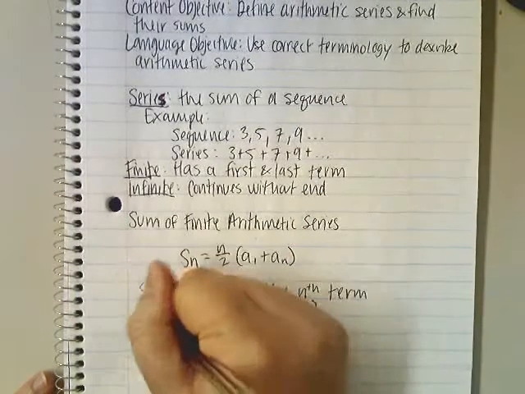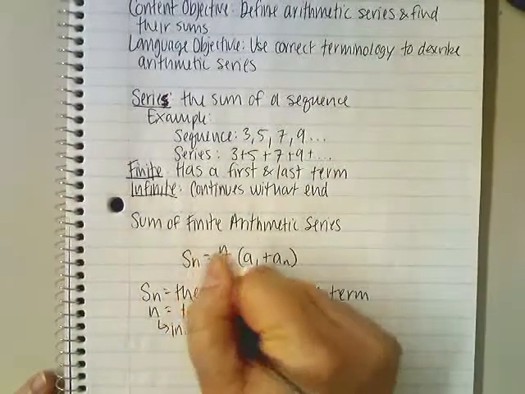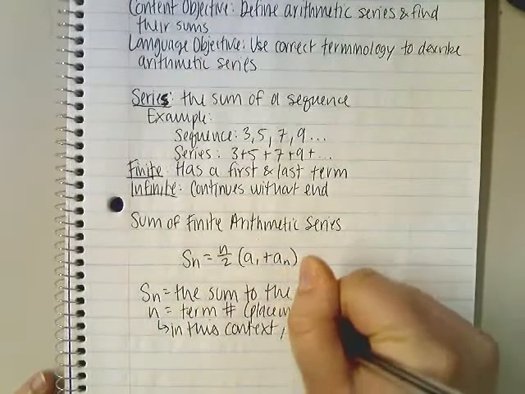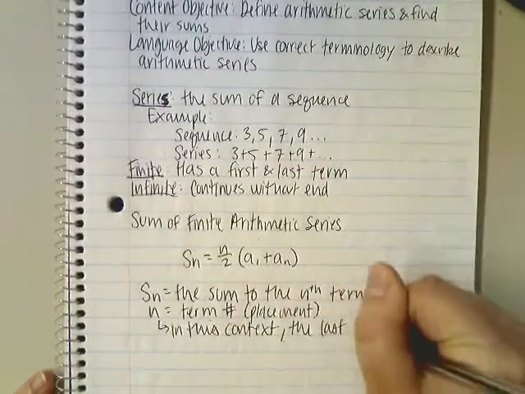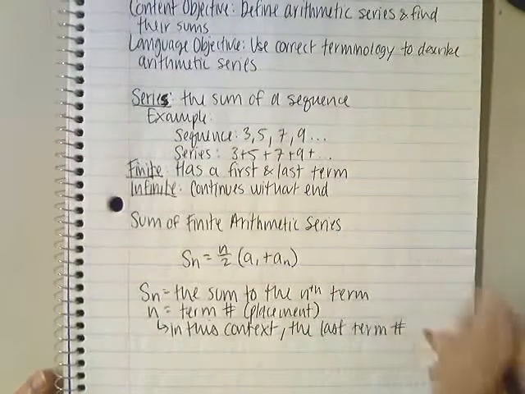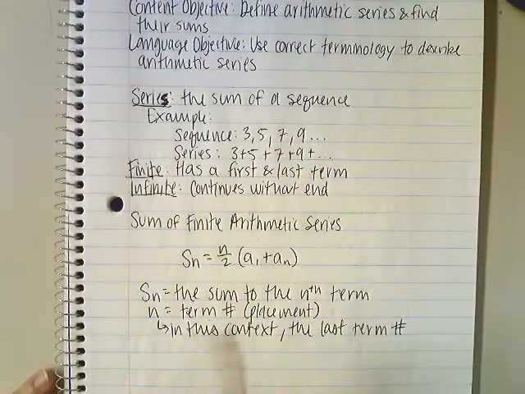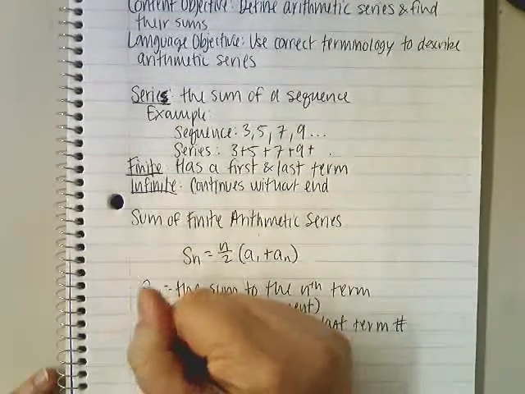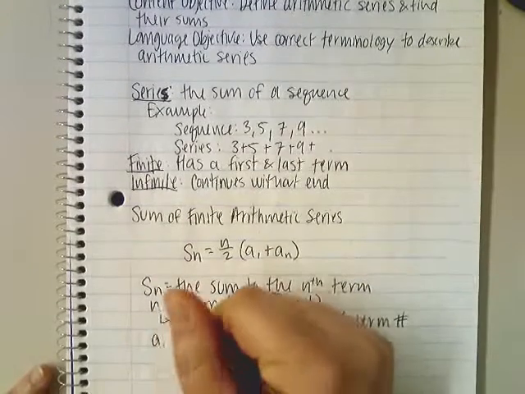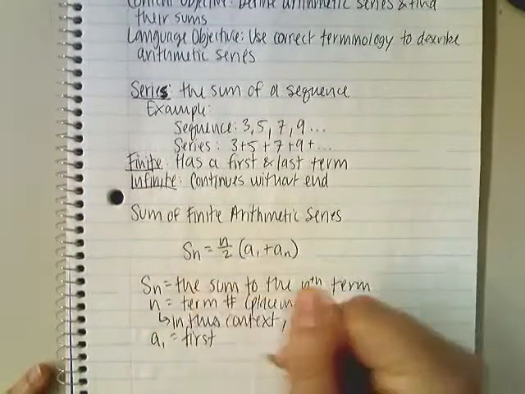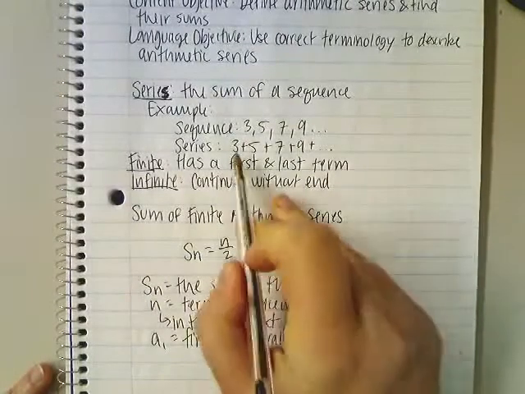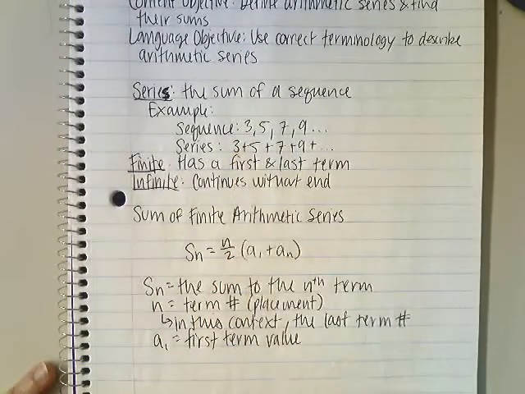So in this context, it will be the last term number. So if you had 7 terms in your list, n would be 7 because it'd be the last place value in the list. A1 is just like before, our first term value. So it's the actual number that's first in our list. If we're looking at this example up here, it would be 3.